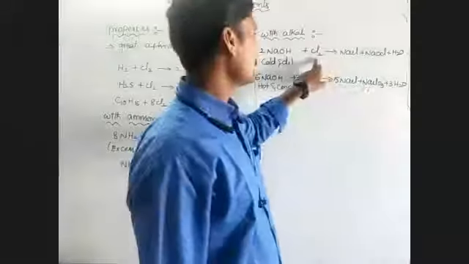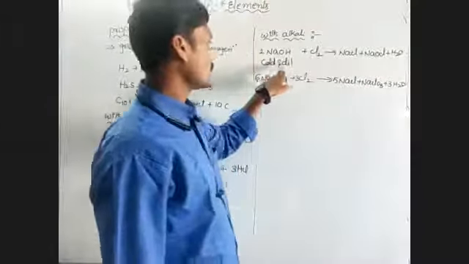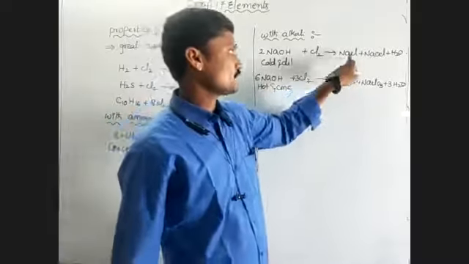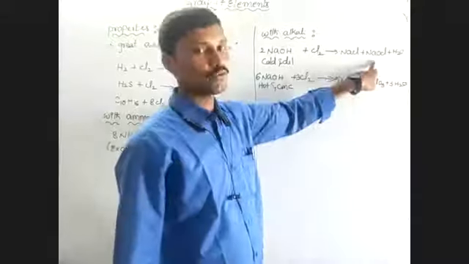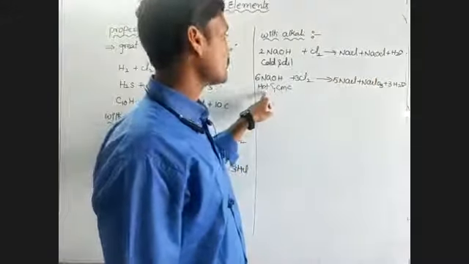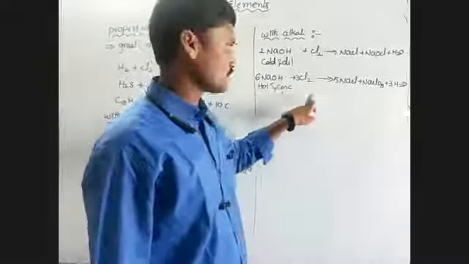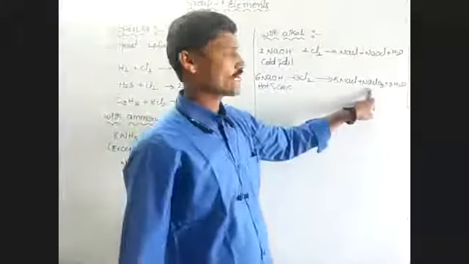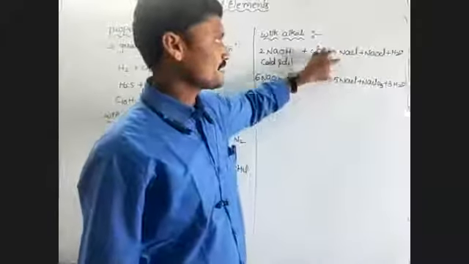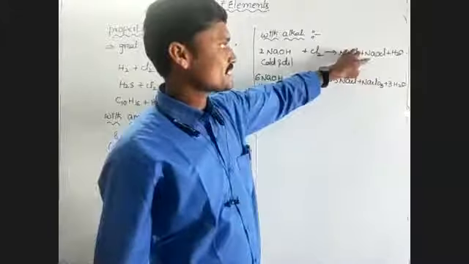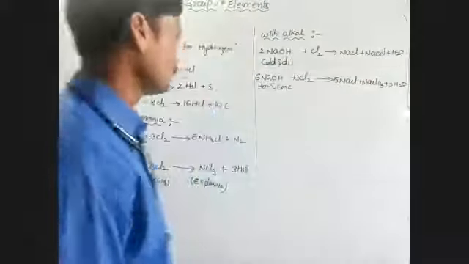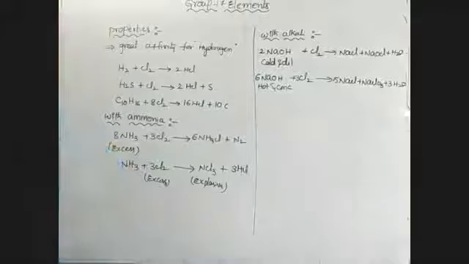Okay, chlorine with cold and dilute NaOH forms NaCl, that means sodium chloride, and sodium hypochlorite. This chlorine reacts with hot and concentrated NaOH. It forms sodium chloride and sodium chlorate. In both reactions, chloride is common, this NaCl. But this is sodium hypochlorite, and this is sodium chlorate.